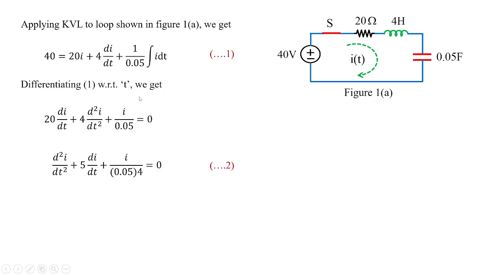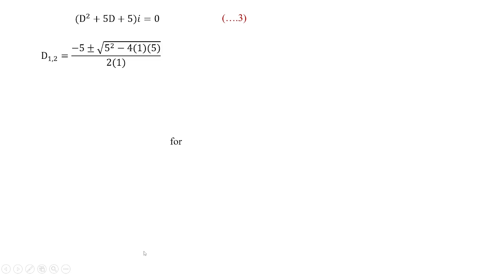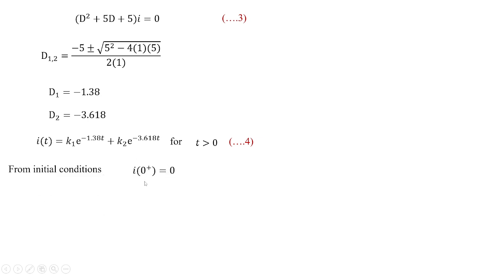When you differentiate this equation 1, we are going to get equation 2, and this represents again a second order differential equation. So the auxiliary equation here changes to D square plus pi D plus phi, equal of i equal to 0. You can obtain the roots for this auxiliary equation with the D1 value as minus 1.38 and D2 as minus 3.618, and i of t will be equivalent to k1 e to the power of this D1 term and D2 term. Now for initial conditions, we have to obtain what is k1 and k2.